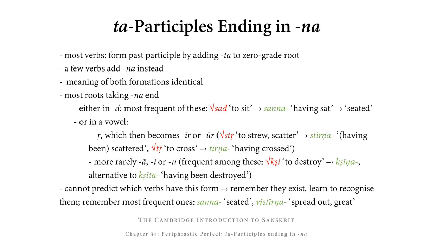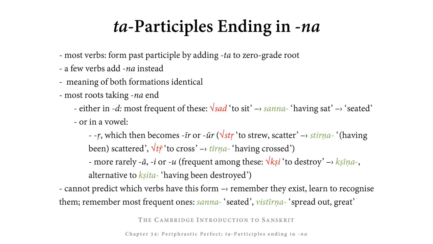We cannot predict which verbs are going to use na. We can just say that by far the majority of verbs use ta. Among the small number that use na, we have a certain number that end in d. And most frequent among those probably is sad, meaning to sit, from which we get the participle sanna, meaning having sat, and therefore seated. A small number also end in a vowel, so for example, vocalic R. And when this vocalic R comes to stand in front of that na, it changes into ir, or more rarely ur. So for example, from str, to scatter, we get stirna, having been scattered, or simply scattered. Or also tr, meaning to cross, from which we get tirna, having crossed.